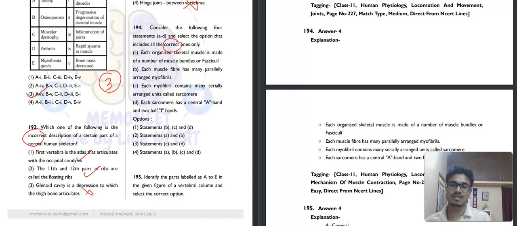Each organized skeletal muscle is made up of a number of muscle bundles or fasciculi. Correct. Each muscle fiber has many parallelly arranged myofibrils. Correct. Each myofibril contains many serially arranged muscle units called sarcomeres. Correct. Each sarcomere has a central A band and 2 half I bands like this. Okay. Yeah, this is the whole thing. So all the statements are correct. So fourth option will be your correct answer. Then question number 195.